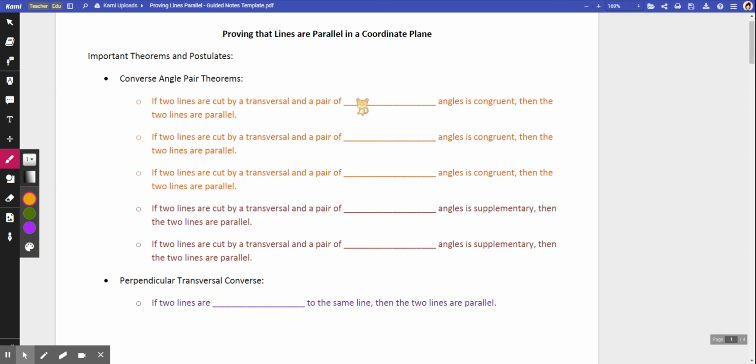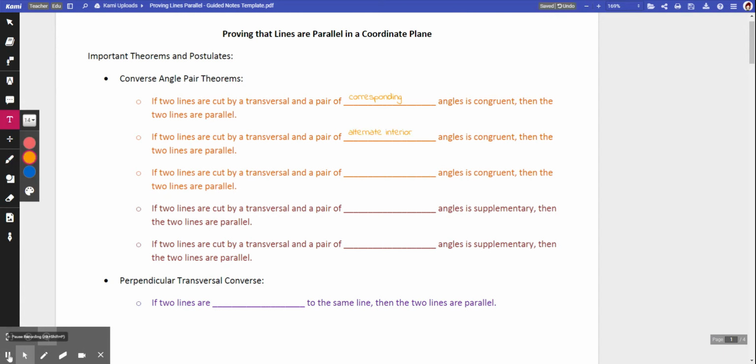So our congruent angle pairs are corresponding angles, alternate interior angles, and alternate exterior angles. So corresponding and the two that are named alternate. Remember that corresponding visibly is on the same side of the transversal. Alternate interior are between the parallel lines but on opposite sides of the transversal. And alternate exterior are outside of the pair of parallel lines and on opposite sides of the transversal.